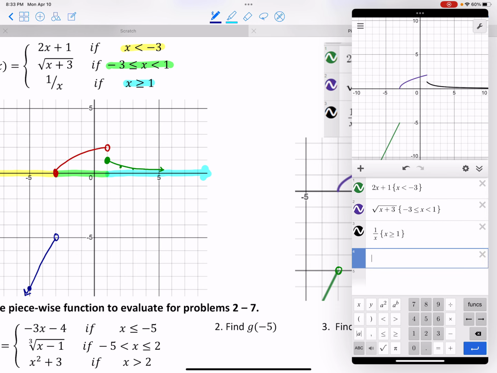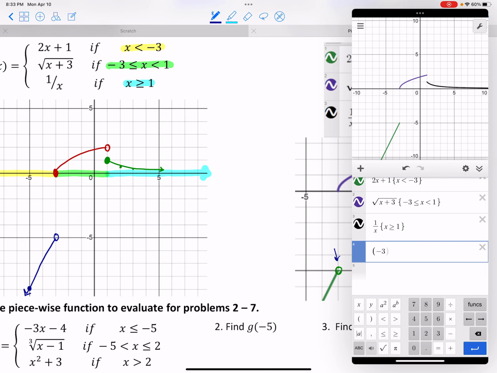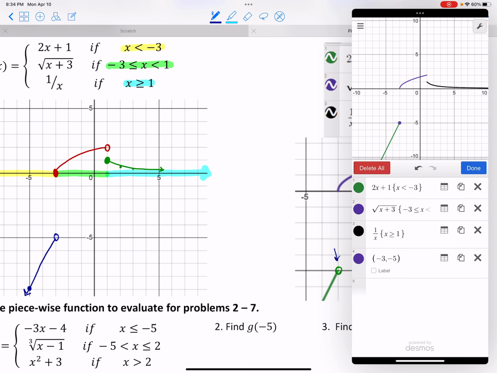If you wanted to be clear that the point that we graphed here at -3, -5 was open, then you can actually show that by typing in a coordinate, (-3, -5), and you'll see it plot that point there. And if you hit the little settings wrench up here and then tap on the purple circle next to that point, you have the option to make it an open point. And really you can change it to green so that everything matches.